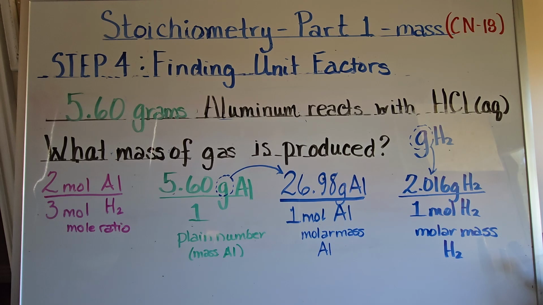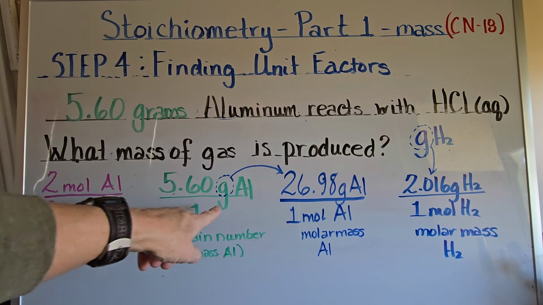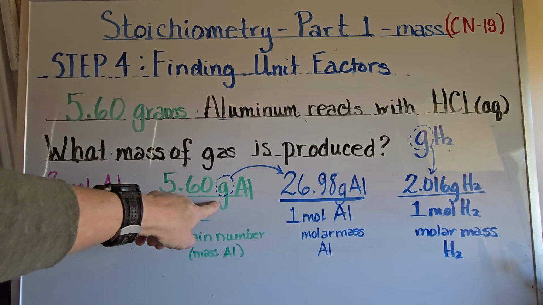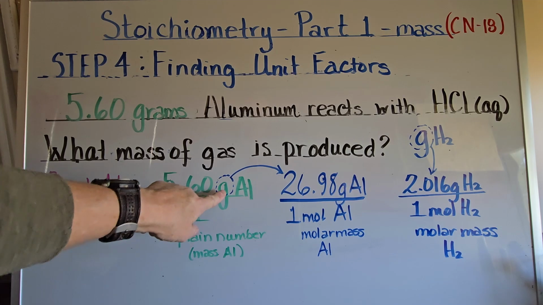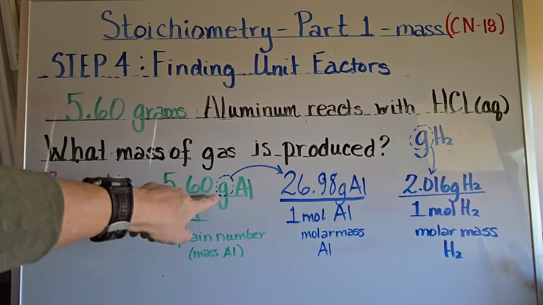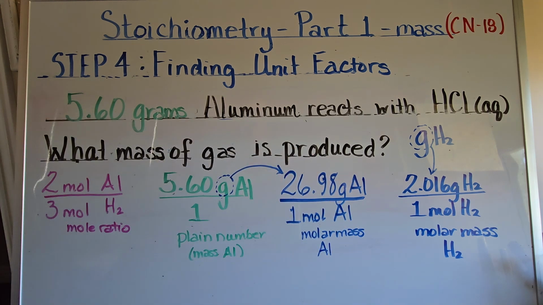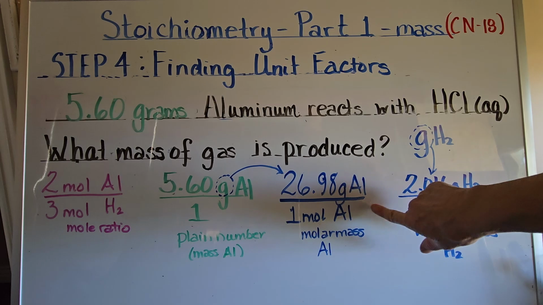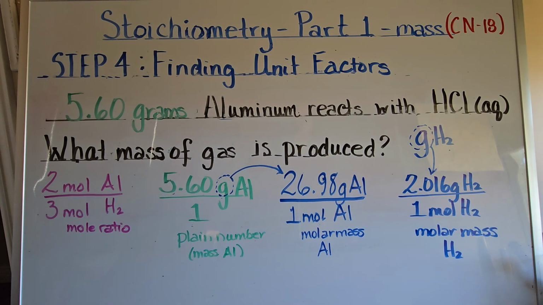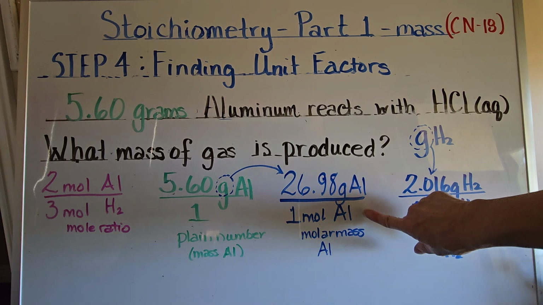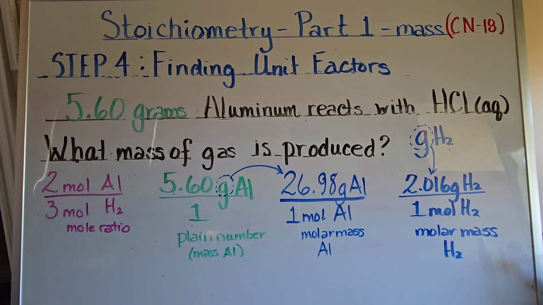But as you may have noticed, sometimes I mention in class, plain numbers can do double duty. That is, it's a plain number, it's a unit factor, but embedded in it is a key word, grams, which means mass, which means I need to look at molar mass. Molar mass of what? Molar mass of aluminum. So I went to my periodic table, and my other unit factor here is my molar mass of aluminum: 26.98 grams of aluminum per 1 mole of aluminum. Remember, this is not over 1, this is over 1 mole of aluminum.